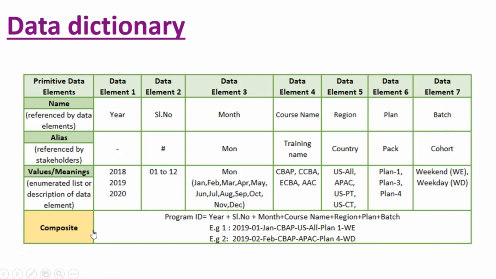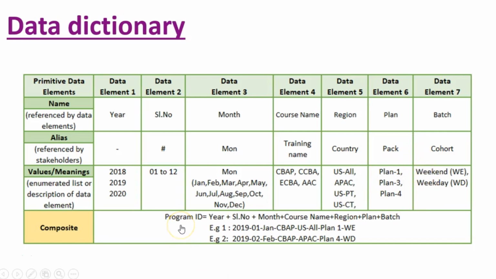So what are the values or attributes that I can associate with these? For year, I can use 2018, 19, 20. And data element is nothing but the number of months, serial number. So 01, 02, 03. So 03 would be March. So MON means Jan, Feb, March, April, May. So these are the various values that this particular data element can take. Then the course name can be CBAP, CCBA, ACBA, or AAC. And when it comes to region, it can be US all, it covers all of US. It can be APAC, Asia Pacific. Then it can be USPT, which means Pacific time, Central time, so on. And we have various plans, and the batches can be weekend or weekday.